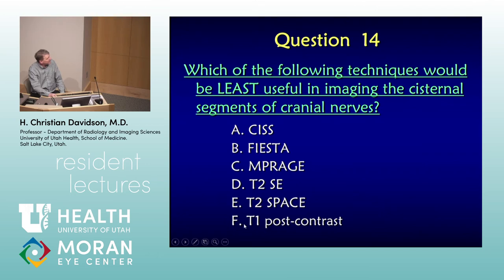If you have pathology that's enhancing, the post-contrast would be useful. But of all these, the MP RAGE without contrast would be the least useful, because when you're looking at cisternal structures, with just plain old T1 the CSF is darkish, the nerves are darkish, and you're not going to be able to see anything. So of these, the MP RAGE is probably the least useful.